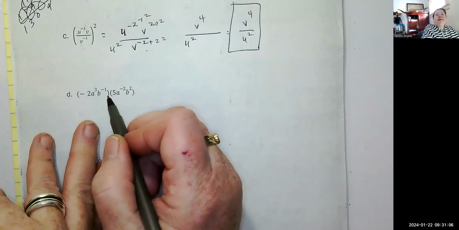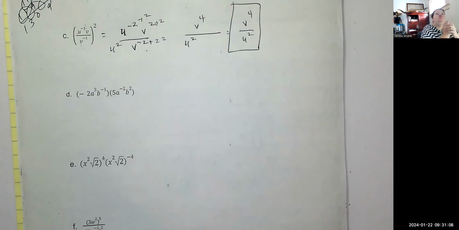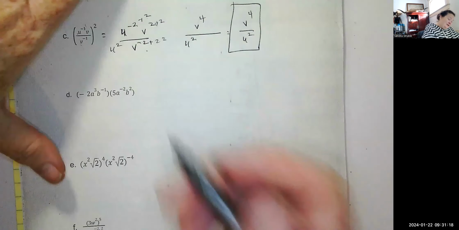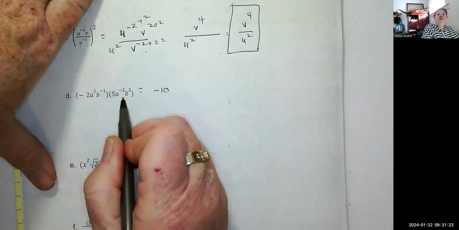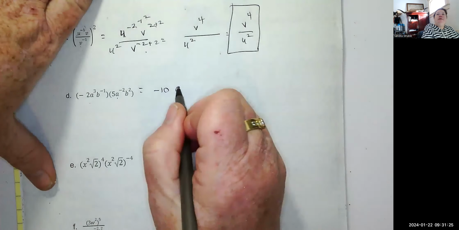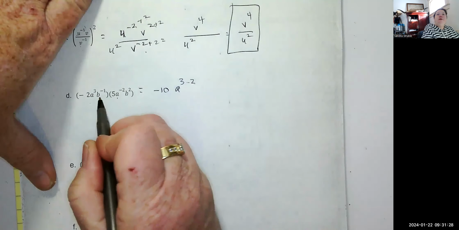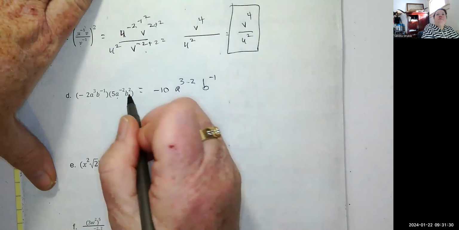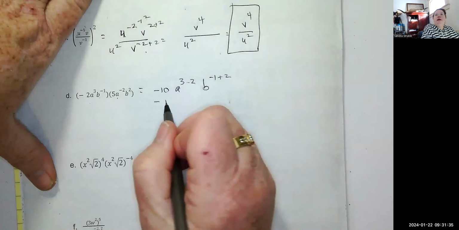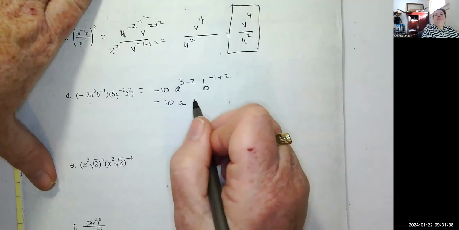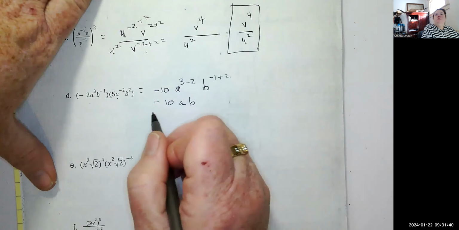-2 a cubed b to the -1 times 5a to the -2 b squared. We are just multiplying. So when you multiply, you add your exponents when they have the same base. So that's -2 times 5 is -10. A cubed times a to the -2 is a to the 3 minus 2. B to the -1 times b squared. Okay, now we can do these. -10 times a, and then b. -1 plus 2 is 1.